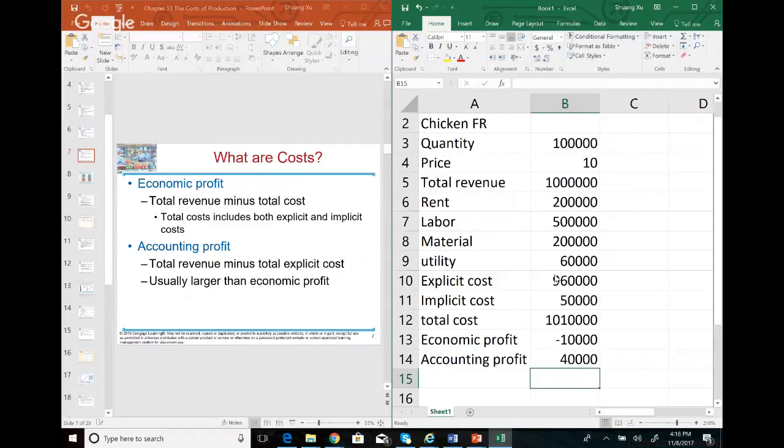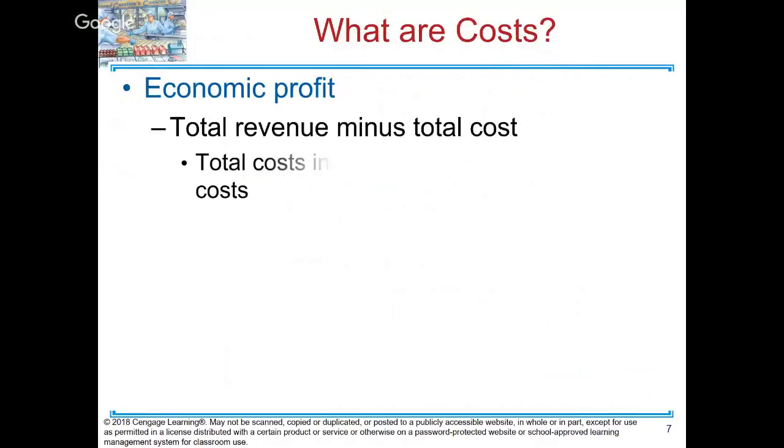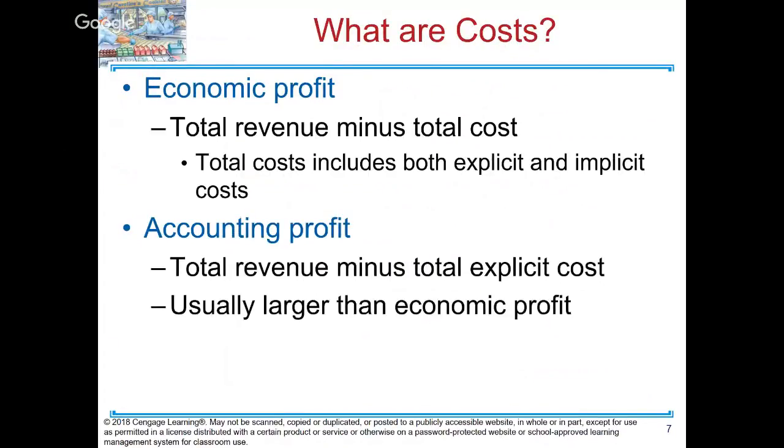So if I give up teaching and decide to go for this chicken fried rice business, even though I make $40,000 profit in cash, I'm also giving up $50,000 in opportunity cost. So overall, combined together, I'm actually losing money by switching from teaching to this chicken fried rice business. Make sense? All right, so remember that. Your accounting profit is only your total revenue minus your total explicit cost, and your economic profit is your total revenue minus your total cost, which is implicit plus explicit.